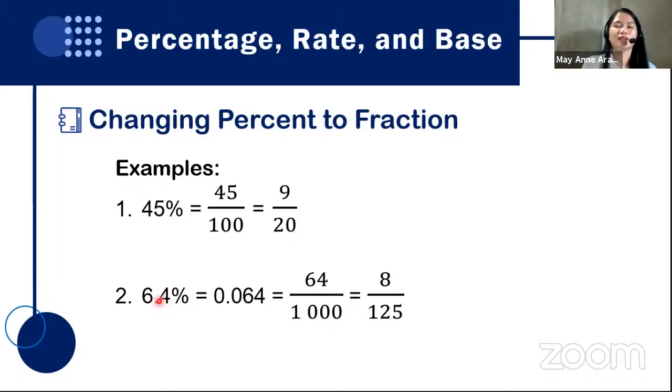Again, yun lang. Kapag the given number is decimal with percent sign, convert first to decimal by moving the decimal point 2 places to the left. After that, identify natin kung ilan yung places here. So we have 3 zeros, so you have 1,000 as the denominator. And just simplify. Okay, next.